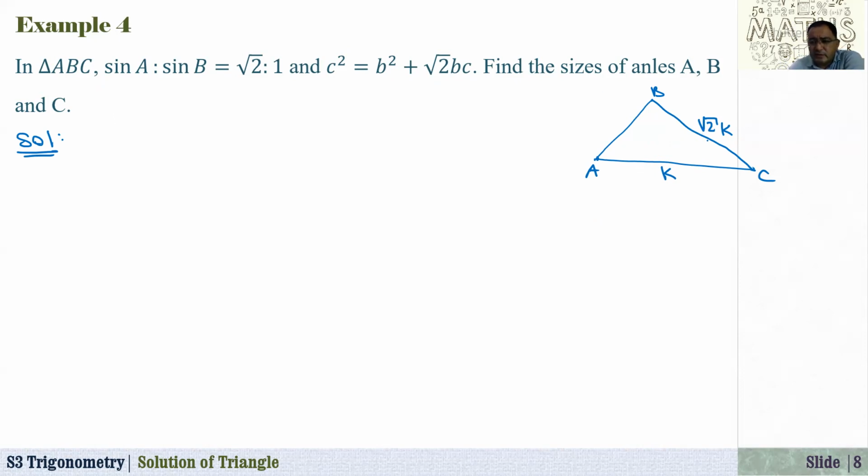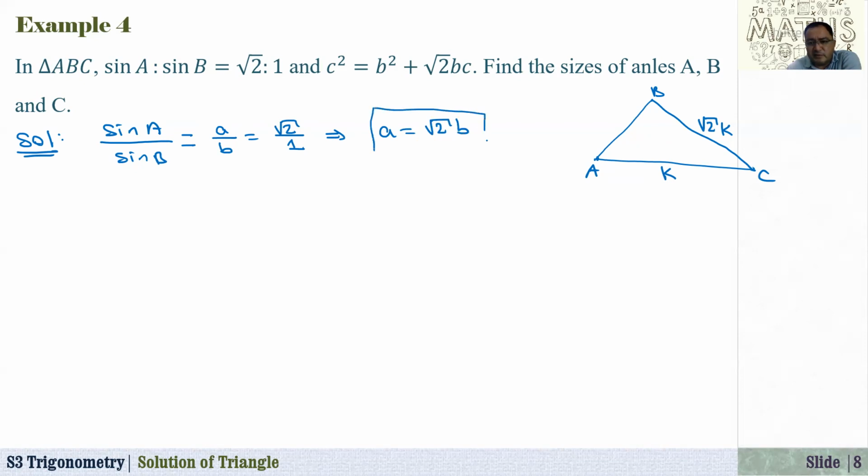And from here, sine of A over sine of B is equal to A over B. That's equal to square root of 2 over 1. Now from here, we can see that A is equal to square root of 2 times B. That's our first finding. And I think we know how things are related to each other.